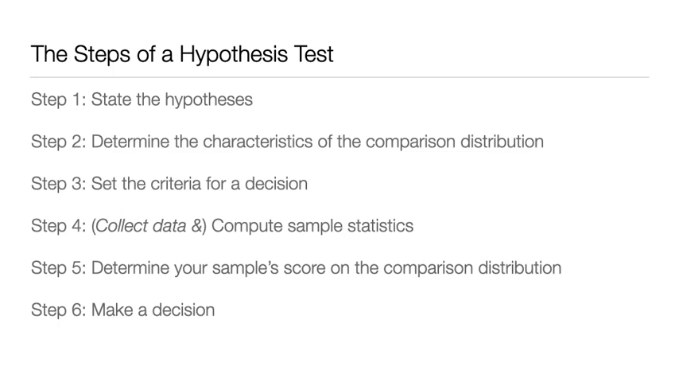Step 4 will be collect that data, which we're not doing. We'll give you that sample data and compute our sample statistics. Then we're just going to figure out, okay, we've got our sample statistics. So step 5 is just put that sample statistic on that comparison distribution that you set in step 2. So step 2 is essentially draw the distribution, say what kind of a distribution it is. Step 3 is put those cutoffs on that distribution. And step 5 is put your sample statistic on that distribution. And once you have all of those pieces together, then it'll be really easy to do step 6 and make a decision and decide whether to reject the null or not.